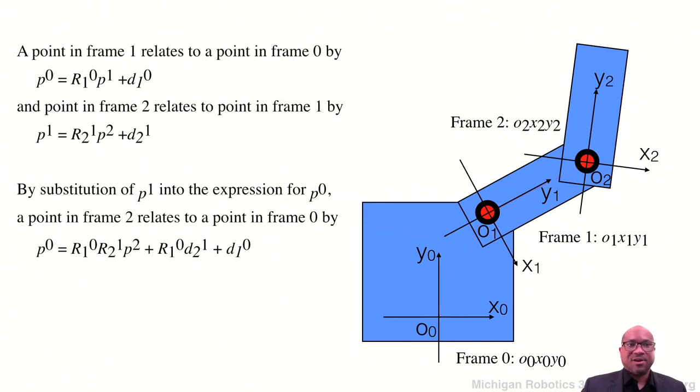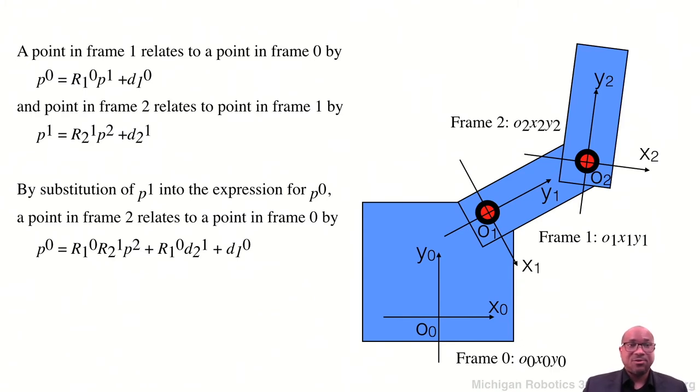Algebraically, we can express this by saying that if we want to relate a point in frame one, P1, with respect to its reference frame, P0, this algebra basically says that we're going to rotate first. So we're going to multiply that P by the rotation matrix and then add the translation onto that. That same algebra applies to our point in frame two with respect to frame one. So we can take point P2, multiply it by the rotation, add the translation on, and that will give us our point P1.